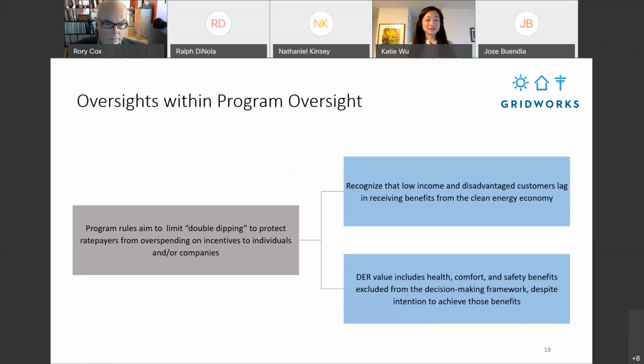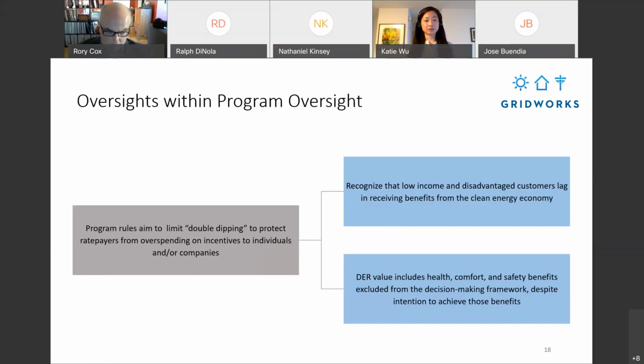And I recognize the importance of these rules and the cost effectiveness framework. They are intended to prevent double dipping and to protect ratepayers from overspending on incentives to individuals or companies. But I think it's also important to recognize that there are low income and disadvantaged communities that lag in receiving benefits from the clean energy economy.